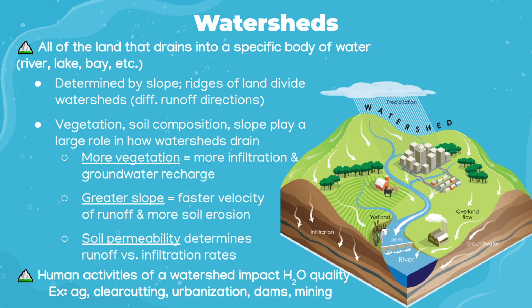The final thing we have to consider here is that human activities in a watershed directly determine the quality of water in that watershed. This is because actions like mining, agriculture, or clear cutting can produce pollutants or can loosen soil, which means that the runoff entering the body of water will carry those pollutants or those sediments into the body of water.